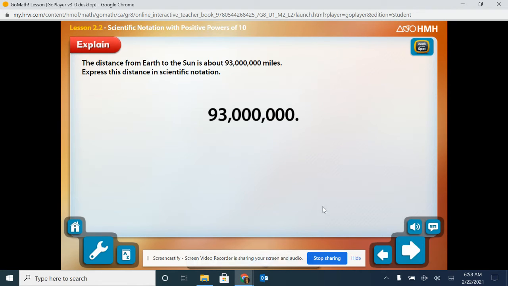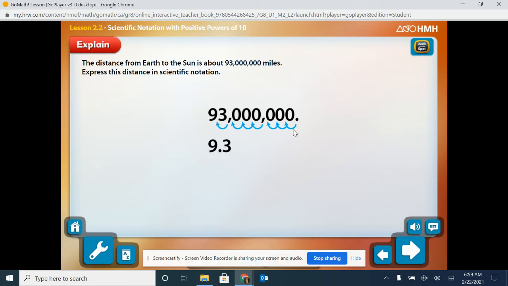The distance from Earth to the Sun is about 93 million miles. Express this distance in scientific notation. Click to move the location of the decimal point in 93 million to get a number that is greater than or equal to 1 and less than 10. So once again, we're going to move it all the way to the number right after the non-zero, the 9. Right after the 9, it's going to go right there. So I drag it, and it's going to be right there.